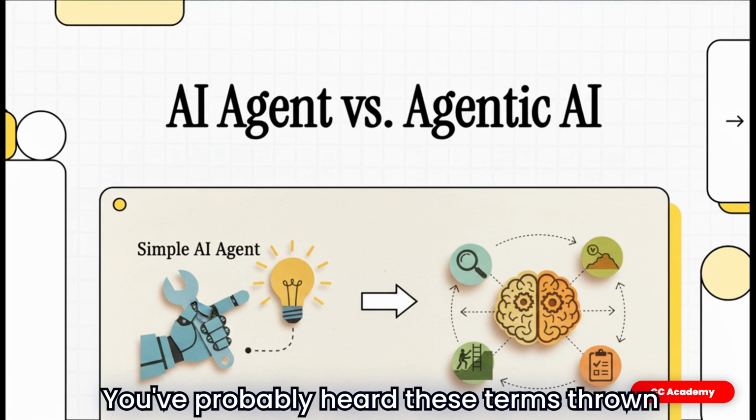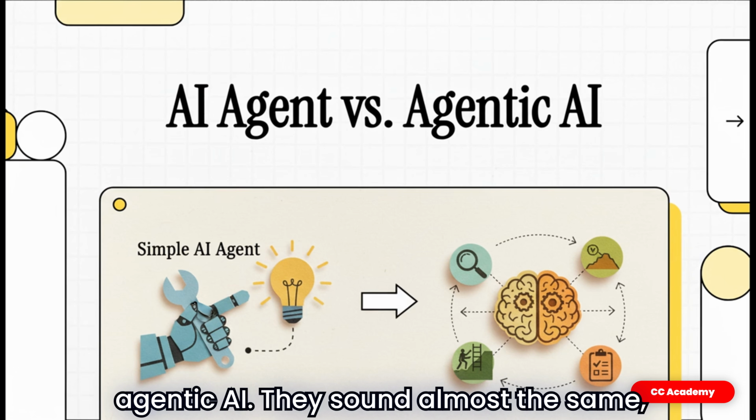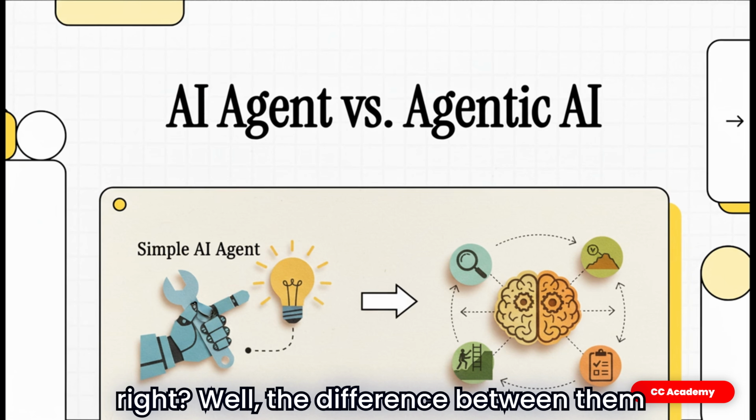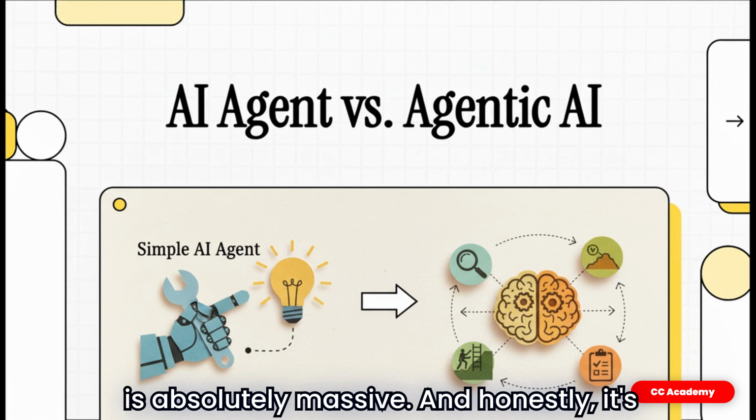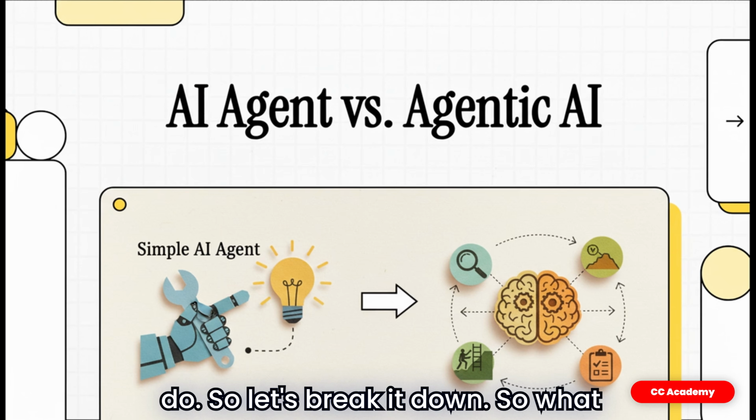You've probably heard these terms thrown around a lot lately: AI agent and agentic AI. They sound almost the same, right? Well, the difference between them is absolutely massive. And honestly, it's changing the entire game for what AI can do. So let's break it down.